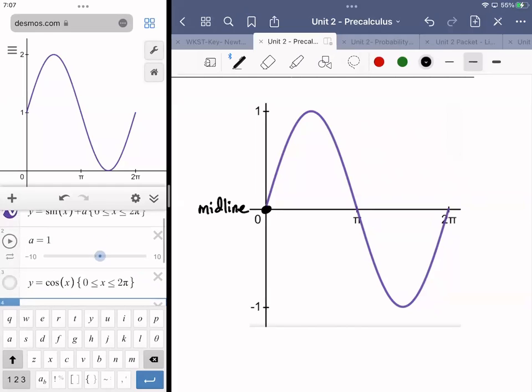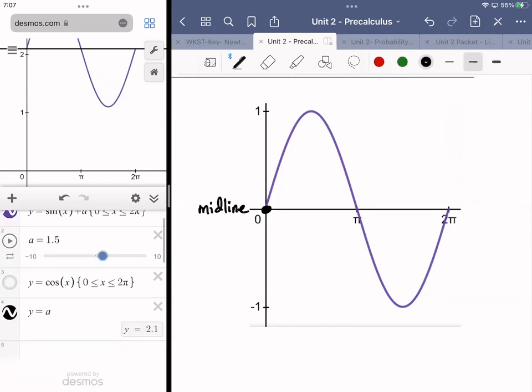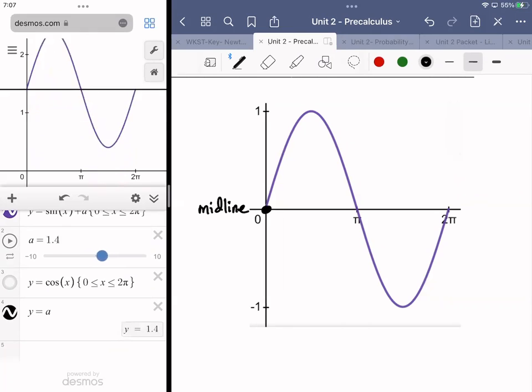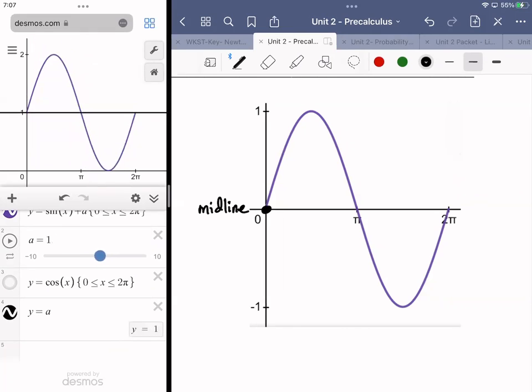Let me show you real quick. Yeah, so no matter where you go with it, that midline is going to follow.